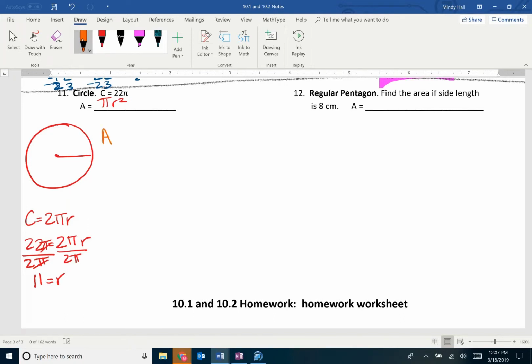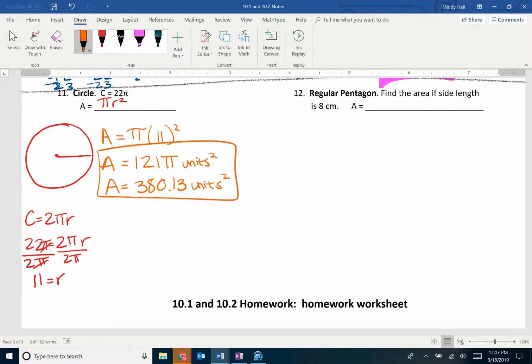So then area equals pi times 11 squared. And again, your answers may be in terms of pi. It may also just be round to the nearest hundredth. So 121 times pi is 380.13. And these are both, we don't have any units, so this is units squared. Oops, units squared. Okay, the area of a regular polygon is 1/2 times the apothem times the perimeter.